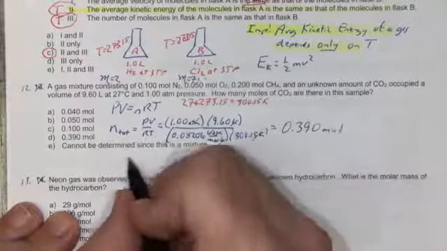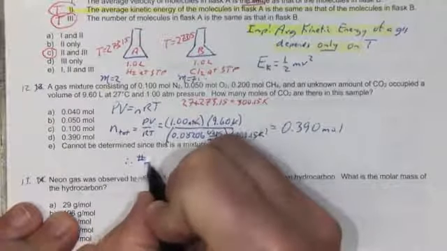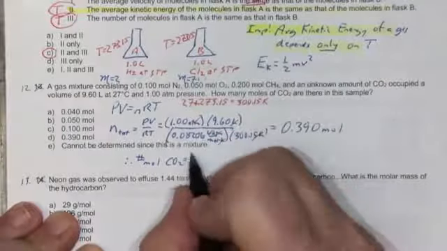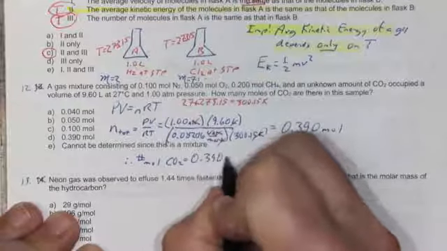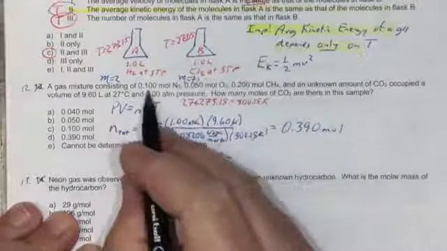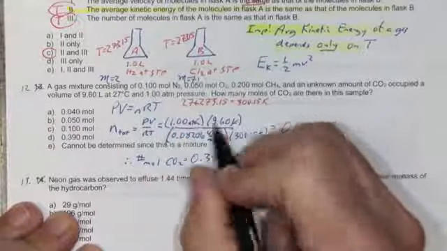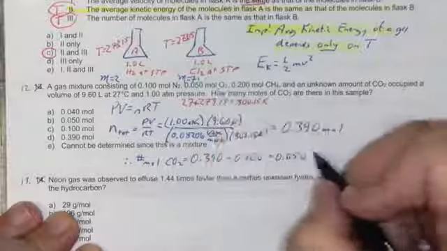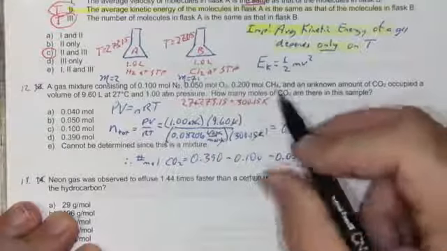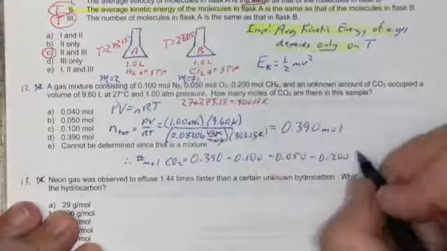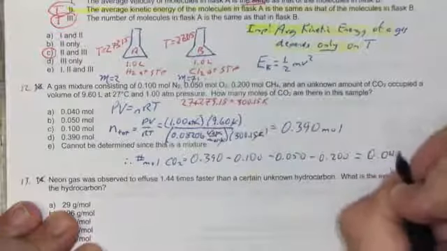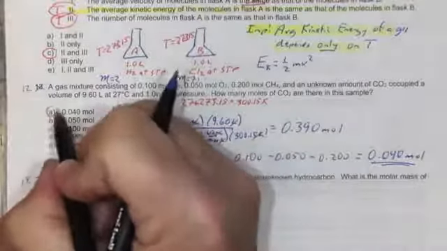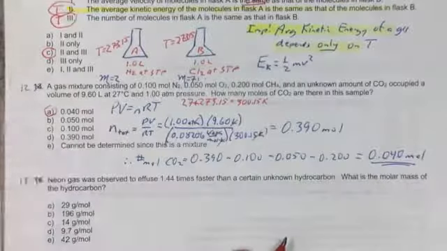So therefore, the number of moles of carbon dioxide is equal to the total number of moles, 0.390, minus the number of moles of each of these gases, minus 0.1, that's the number of moles of nitrogen, minus 0.05, that's the number of moles of oxygen, minus 0.2, that's the number of moles of methane. And so this calculates out to be 0.040 moles. So choice A is the correct answer.